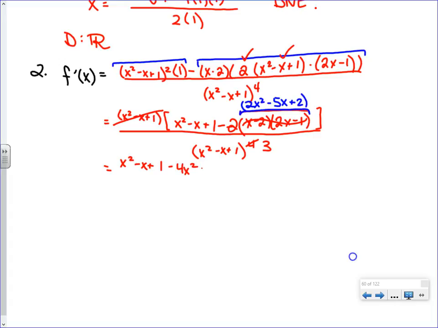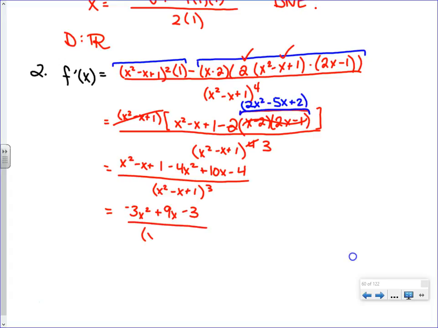Negative 4x squared plus 10x minus 4. Now I can say 1x squared minus 4x squared is negative 3x squared. And negative x plus 10x is plus 9x. 1 minus 4 is negative 3. Okay, what do you notice about that top, guys? Yeah, I see a negative 3 that can come out, right? All over.